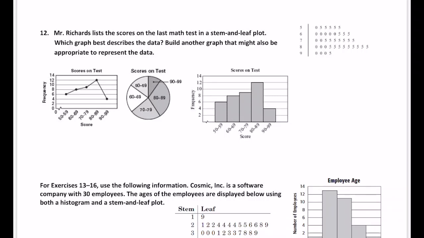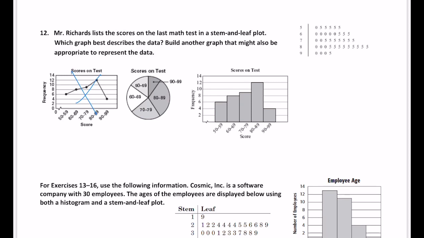So these are just extra questions using different things, and we already talked about the top part. If we come to number 12, it says Mr. Richards lists the scores on the last math test in a stem and leaf plot. Which graph best describes the data? And you may be able to build another graph that might be appropriate to represent the data. So a line plot, even though you can take it from the time and make it into a graph, it's typically not used this way, so I probably wouldn't use that one.